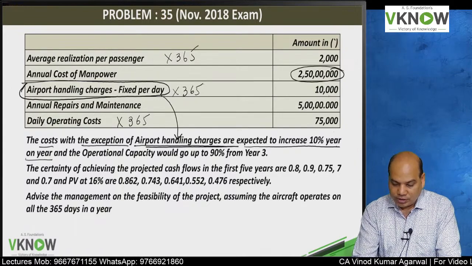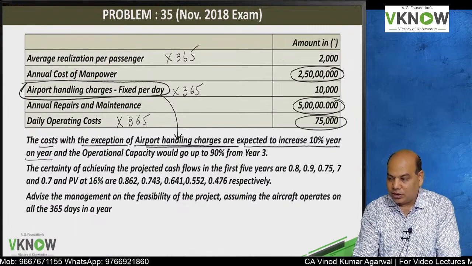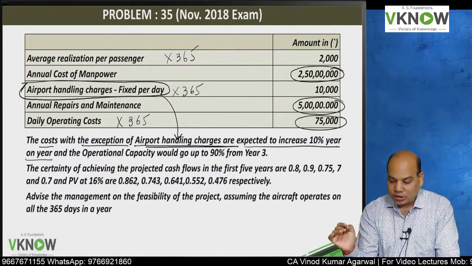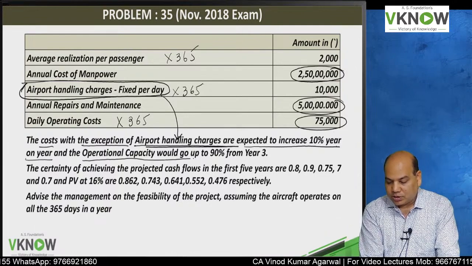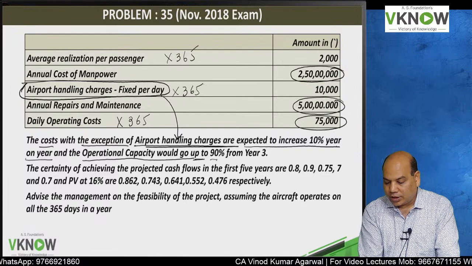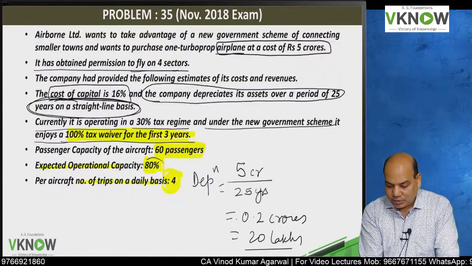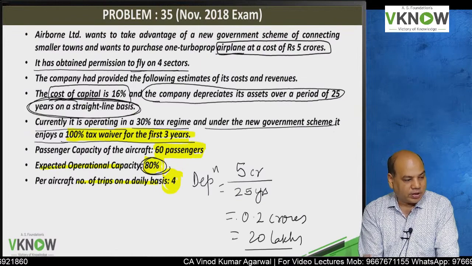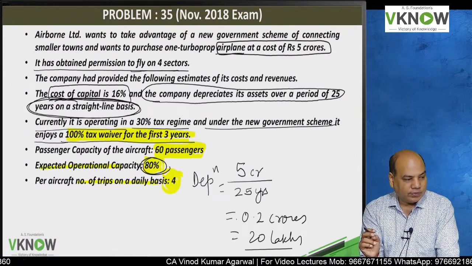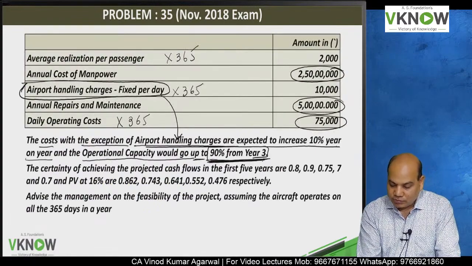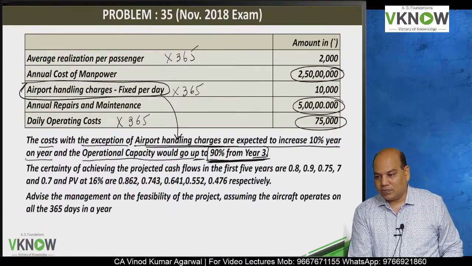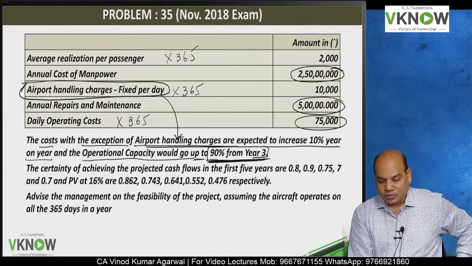This cost will increase. This cost will increase by 10% year on year basis, and the operational capacity will go up to 90% from year 3. So you see, it was 80%, but it is 80% only for 2 years, first and second year. Thereafter, the capacity would be 90% from year 3. Lot of data crunching will be done.